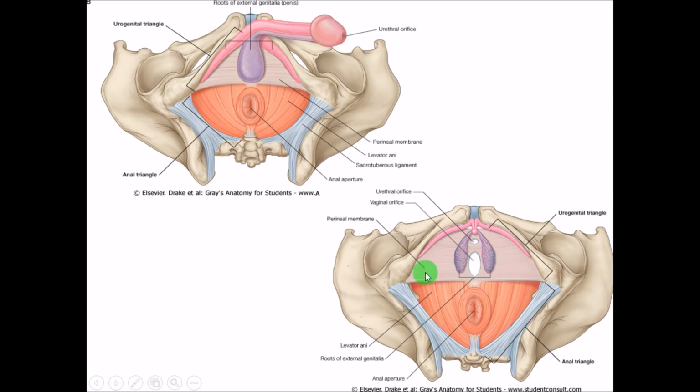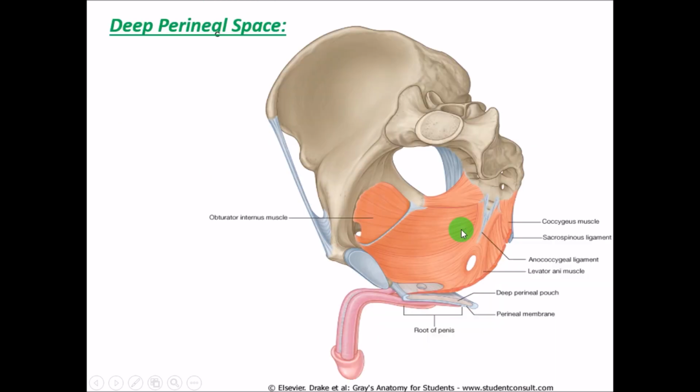Okay, in case of the female, this is the same perineal membrane, but in case of male it will be just one opening here deep to this, but in case of female there will be two openings. One is the urethral orifice, then the vaginal orifice. Okay, and beside that we have the crus of the clitoris. Okay, and this whole thing is called the urogenital triangle. This is the difference between the male and the female to appreciate.